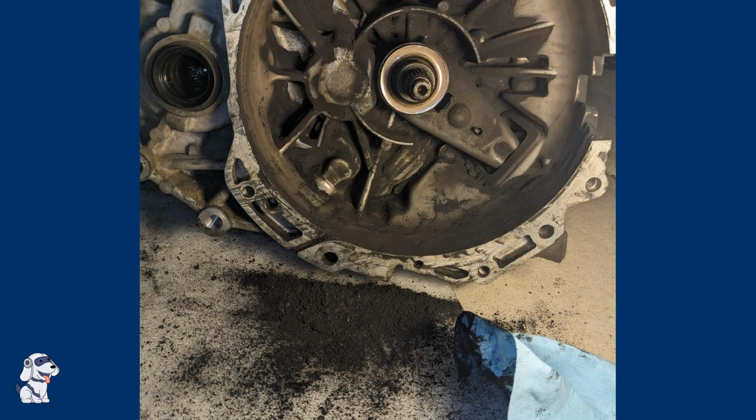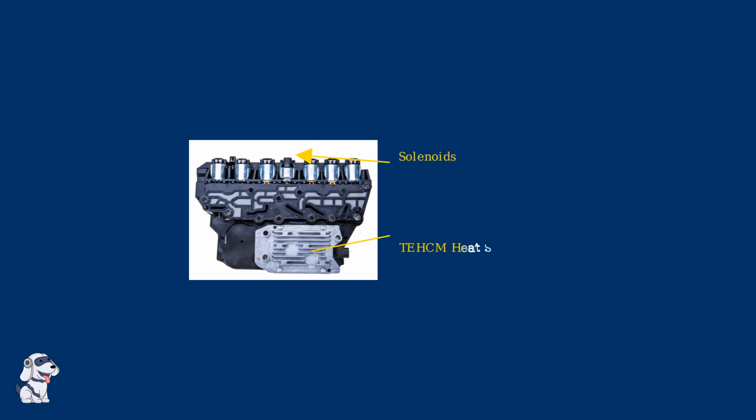This is what actual contamination looks like inside a transmission. The black debris you see here is the result of torque converter failure, coating all internal components and clogging critical passages. The valve body and TEHCM are particularly vulnerable to this contamination. The debris clogs solenoid screens, damages pressure switches, and causes valves to stick in their bores.